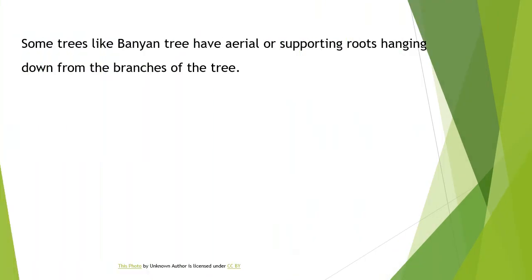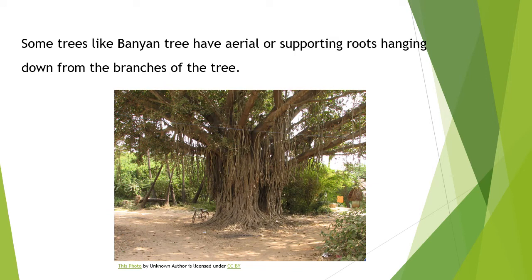Some trees like the banyan tree have aerial or supporting roots. Now, what is this aerial here? These are the roots that are coming out from the stem and hanging down from the branches of the tree. So, these are called the aerial or the supporting roots.